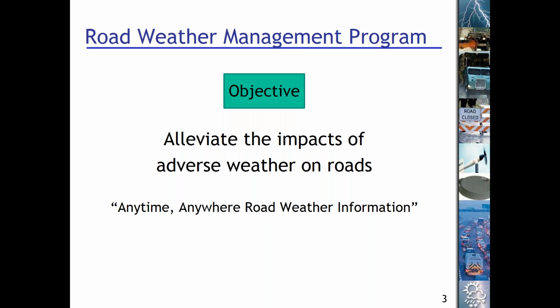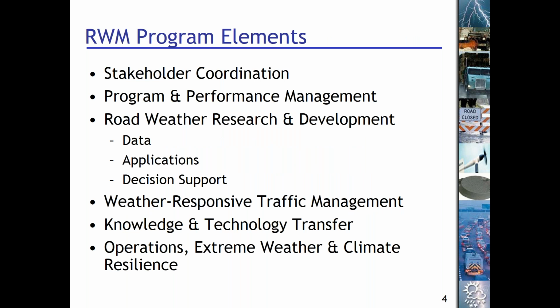So we have a program divided up into 6 elements as captured here, and I'm going to talk to each of these in a little bit of detail. So the first element is stakeholder coordination. We can't do any of this ourselves. It's all about those of you, particularly in the public agencies, who are managing the roads themselves, to take action.